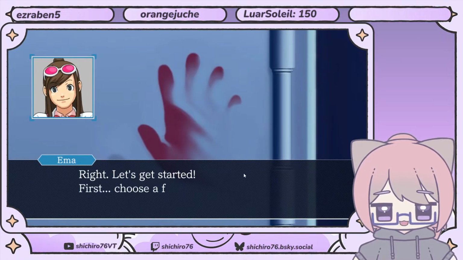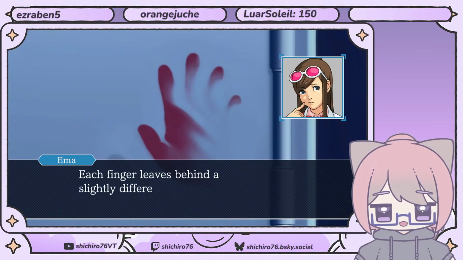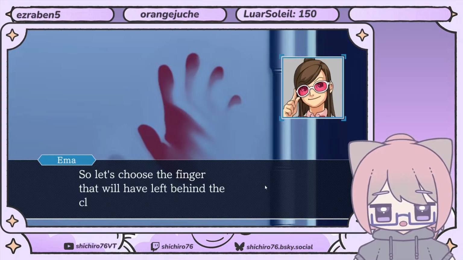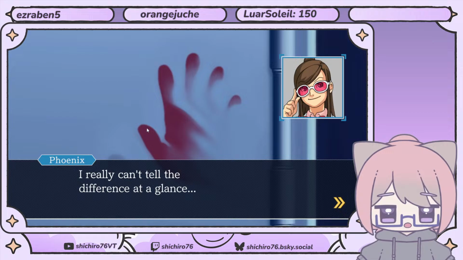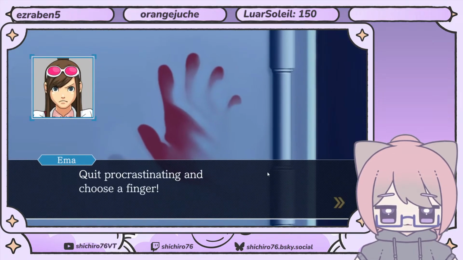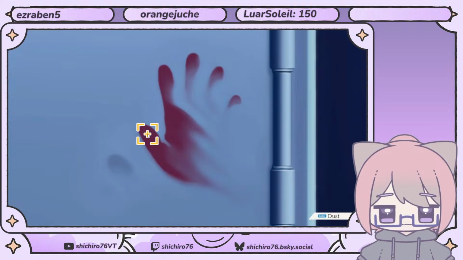Right, let's get started. First, choose a finger. A finger? Each finger leaves behind a slightly different imprint. So let's choose the finger that will have left behind the clearest print. Really can't tell the difference at a glance. Probably index or thumb, huh? Quit procrastinating, choose a finger. Sure.